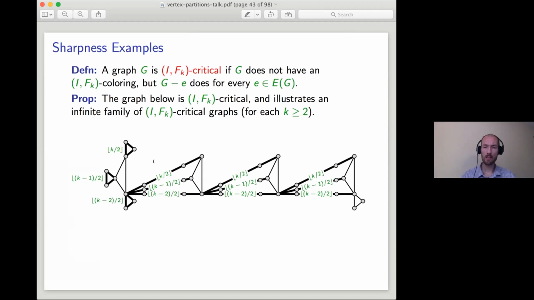So the idea is first we're going to show that this graph doesn't have this coloring that we want, this IF_K partition. And the way we'll do that is we'll assume that it does, and we'll start at this left end here and work down, and we'll make it almost all the way down to the end, and then we'll fail at the very end. So let's give names to these vertices. We'll call this V0, W0, and X0, and then V1, W1, X1, and so on going down.